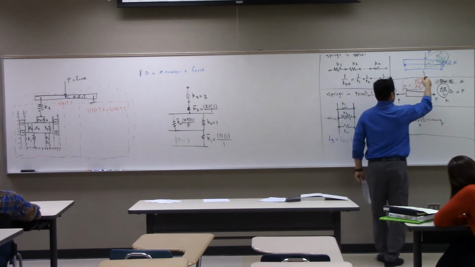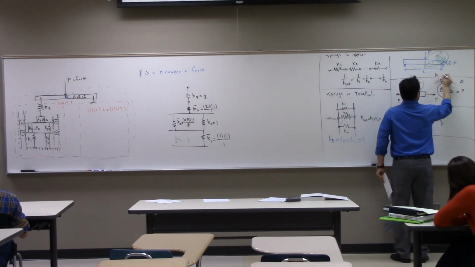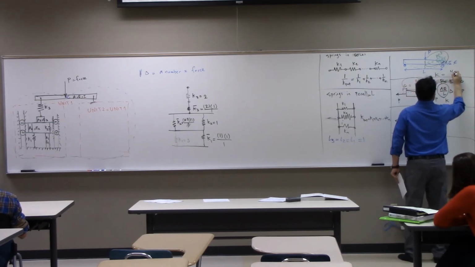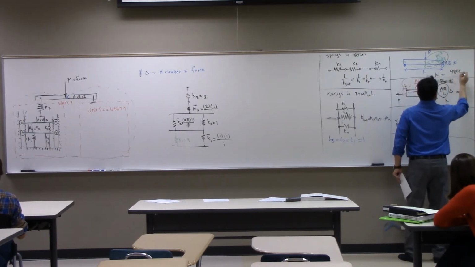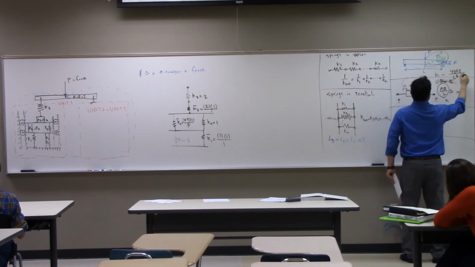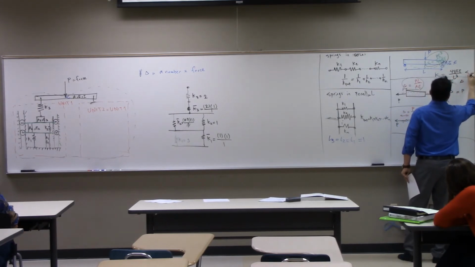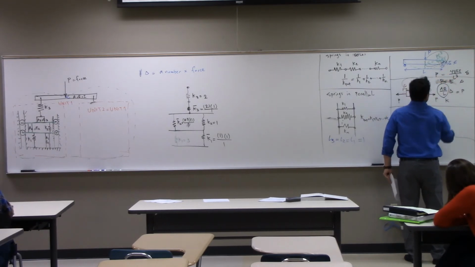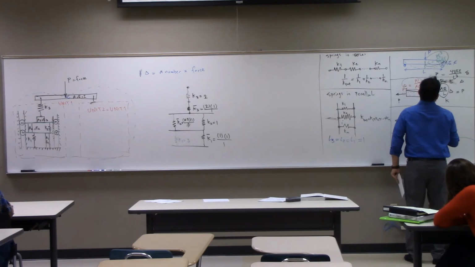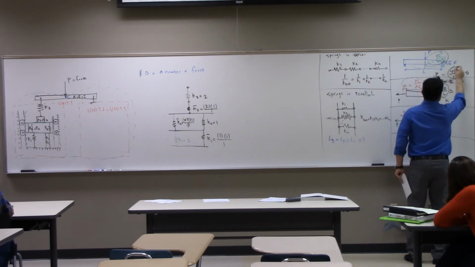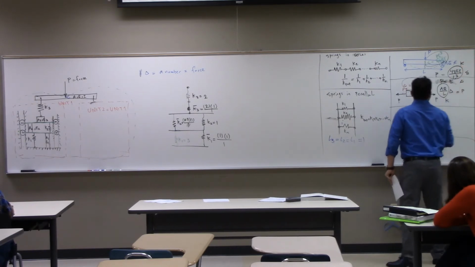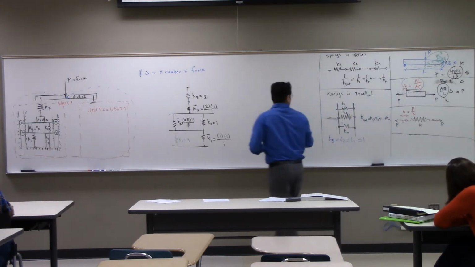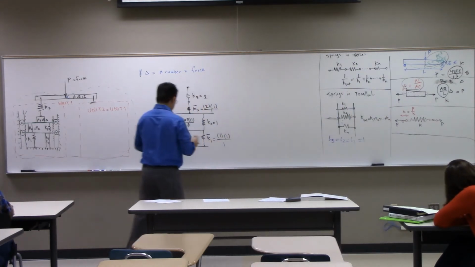So if I write that, my K would be 48 EI divided by L cubed times delta. Right? So force is equal to 48 EI divided by L cubed times delta. So this is my spring constant: 48 EI divided by the length of the beam to the cube.